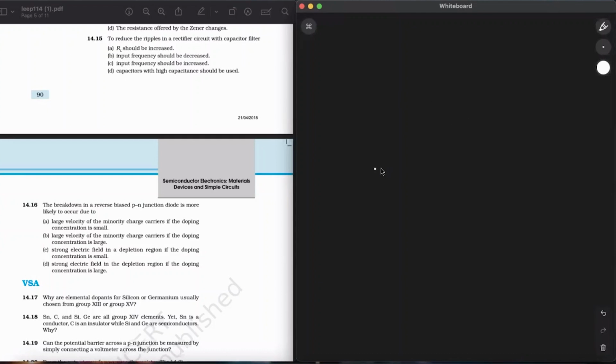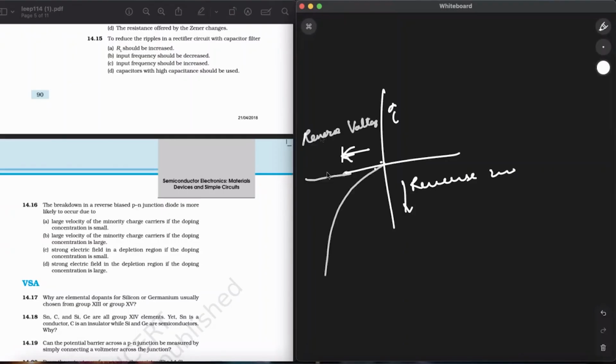See, when you draw this diagram, this is the reverse current. If it is I, obviously it will be minus I reverse current, and this will be the reverse voltage over here. So a breakdown has occurred over here. This is called the breakdown voltage. So option A, large velocity of the minority charge carriers if the doping concentration is small, is correct. And option D, strong electric field in the depletion region if the doping concentration is large, is also correct. So option A is correct and option D is correct.